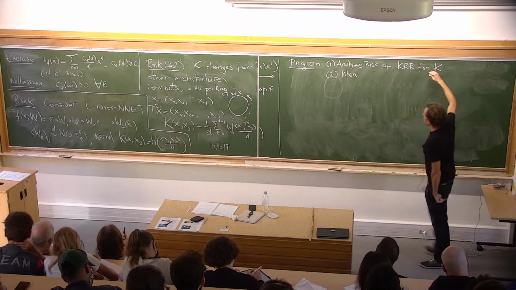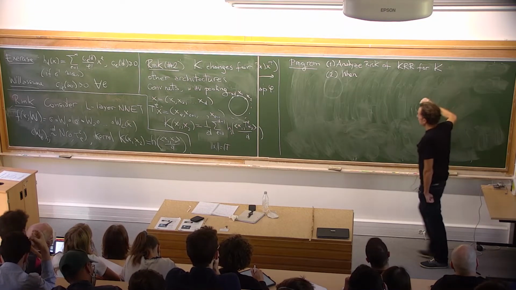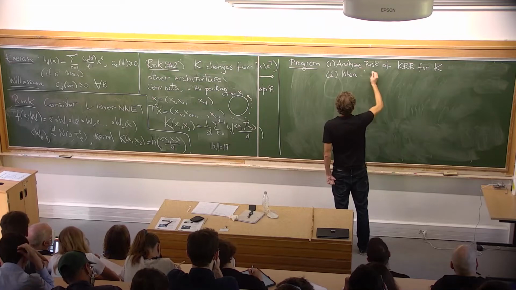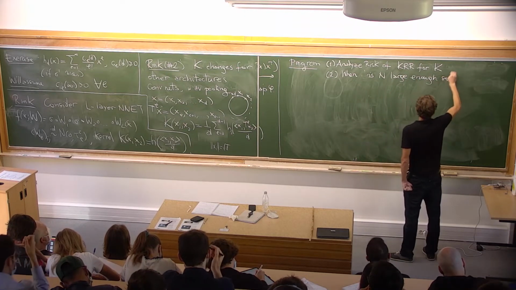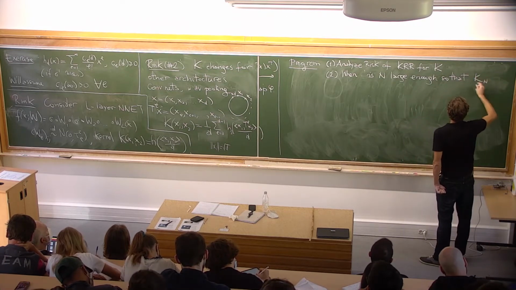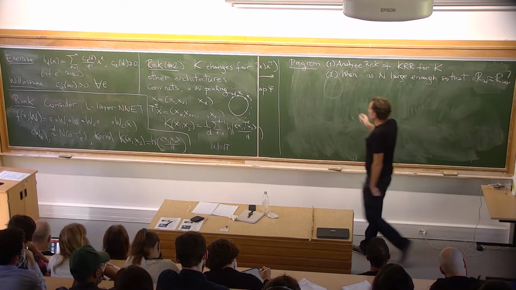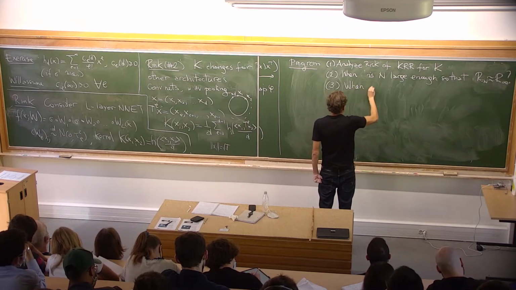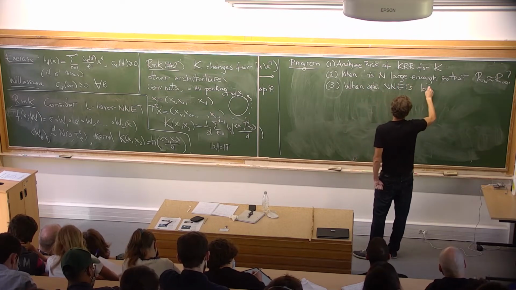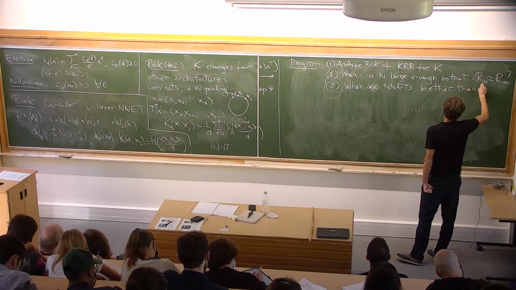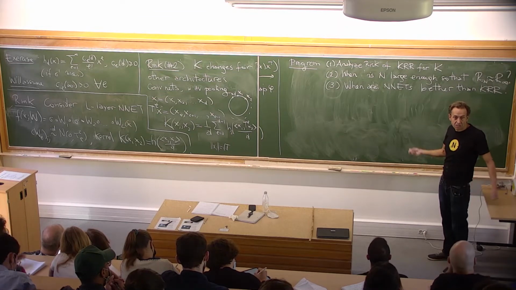So one thing we want to analyze in theory is, one, what is the risk of kernel ridge regression for a given structure of the kernel K? Two, when is n large enough so that the risk of the finite width kernel is close to the risk of the infinite width kernel? And three, when are neural networks better than kernels? Because if they are never better than kernels, then you might as well use kernels, which are a nice convex optimization problem.